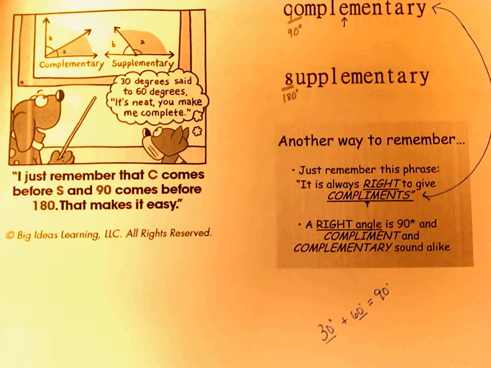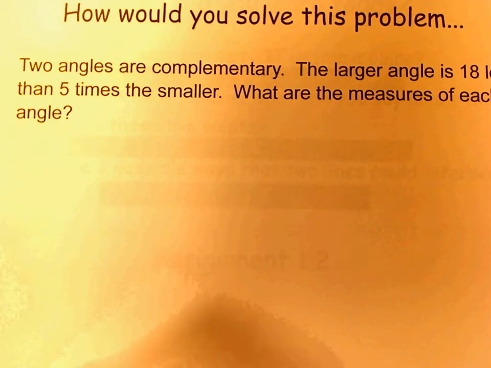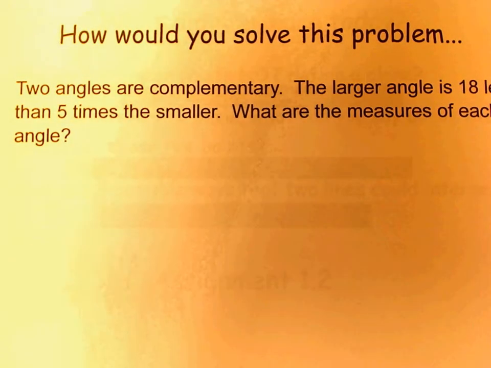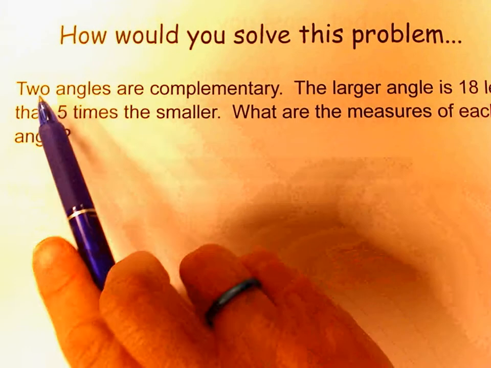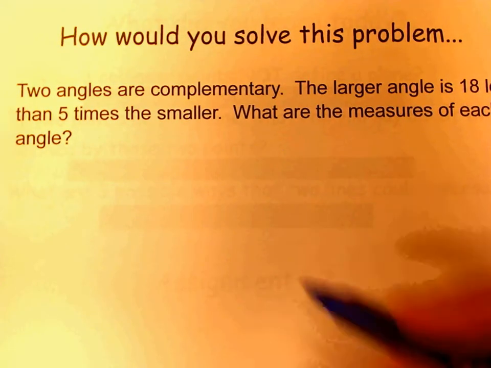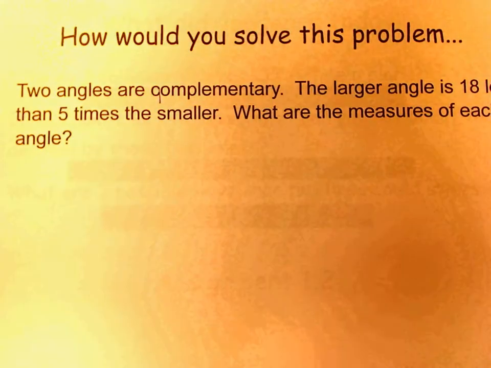All right, so let's throw a little algebra into it. Always like to keep those algebra skills fresh. So how would we solve this problem? Two angles are complementary. So we know now, complementary means the two angles must add to be, hopefully you know, it's 90, right? I can make that C into a 9. The larger angle is 18 less than 5 times the smaller. What are the measures of each angle?